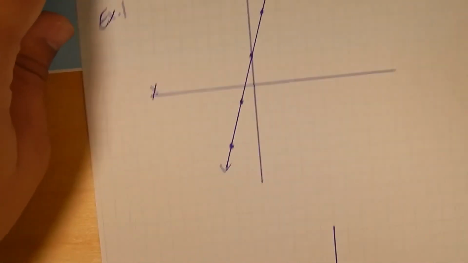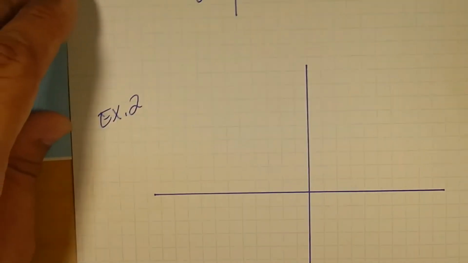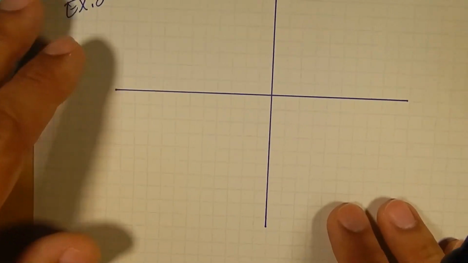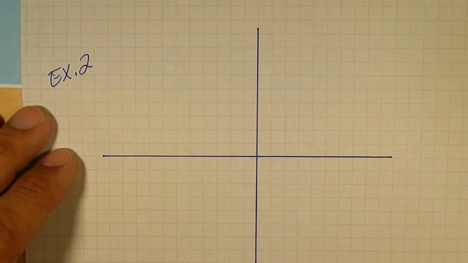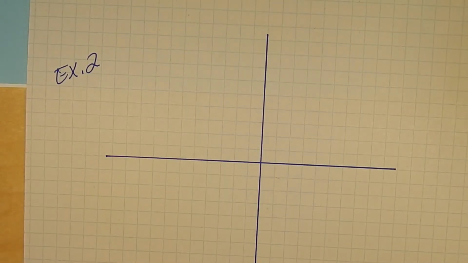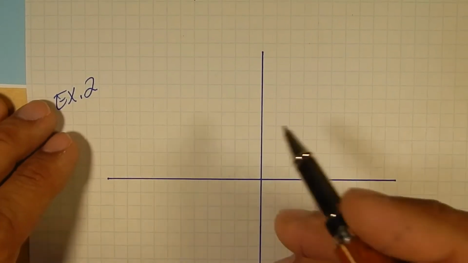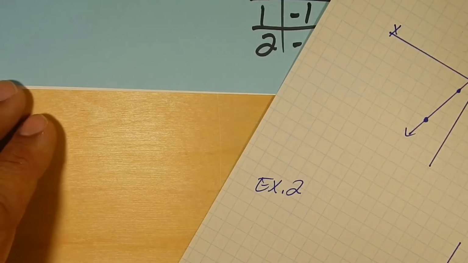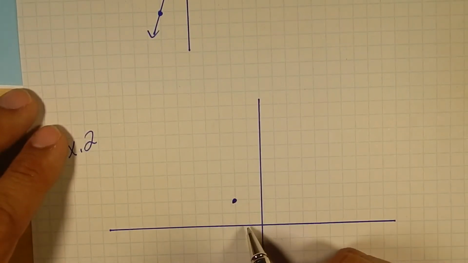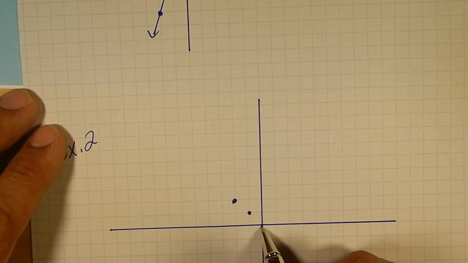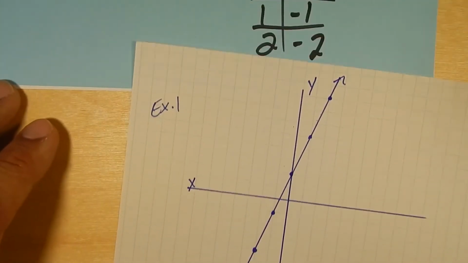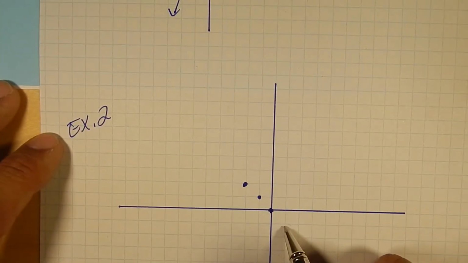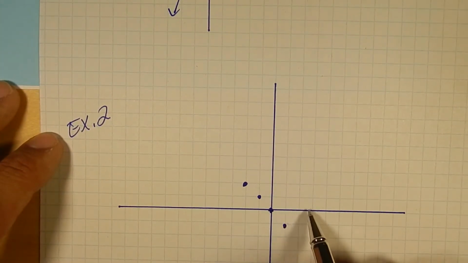So we have the point -2, +2. So let me get lined up here. Whoops, let's switch pens here. So -2, +2. -1, +1. 0 is its own opposite. We had 1, -1, and then we had 2, -2.